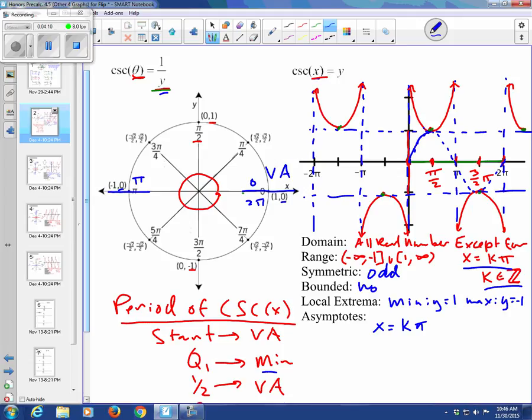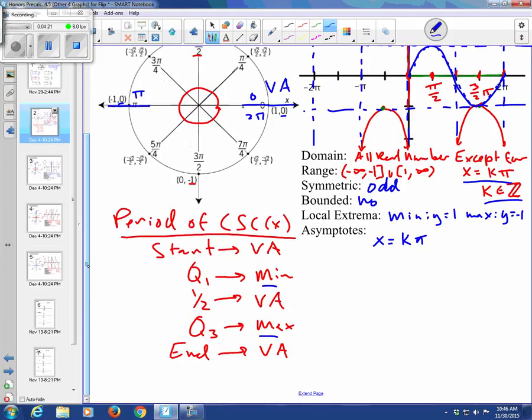So that's one way that people are able to reference the reciprocal sine function and get an idea of what their cosecant graph should be. But what we're going to do is this breakdown of the quarters for our cosecant graph. And we're going to do the same thing for secant.